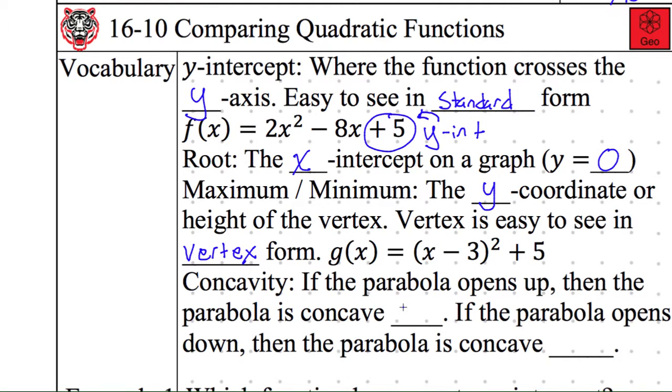So if it's up, then it's up. If it's down, then it's down. Open down, parabola, concave down. So it's this word, concavity. Now you know what it means.